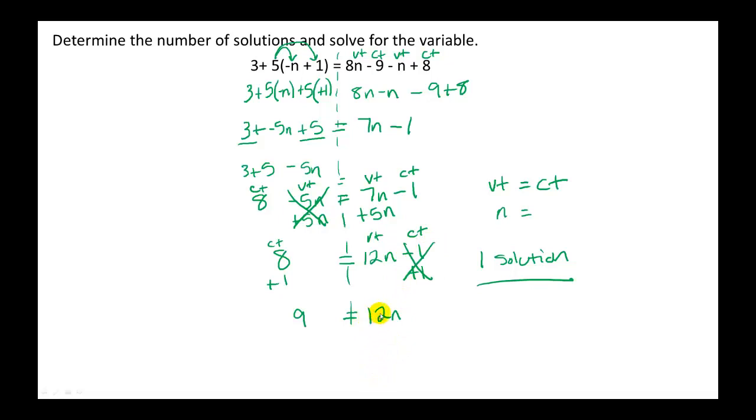Now that I have 12n equals 9, 12n means 12 times n, so I'm going to divide both sides by 12. 12 divided by 12 is 1, so I'm left with 1n. That's equal to 9/12, but I can simplify by 3's. 9 divided by 3 is 3. 12 divided by 3 is 4. So n, or 1n, is equal to 3/4.